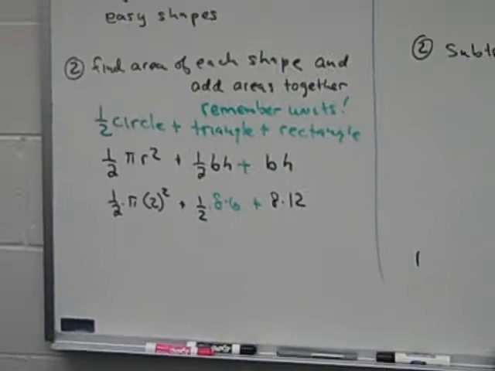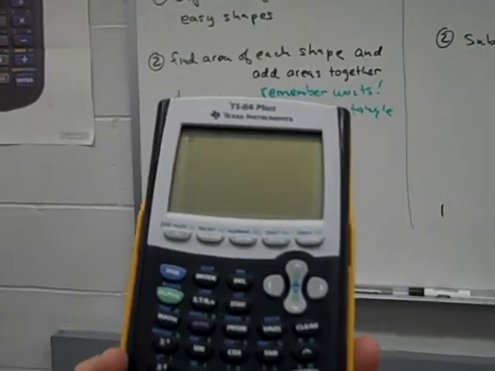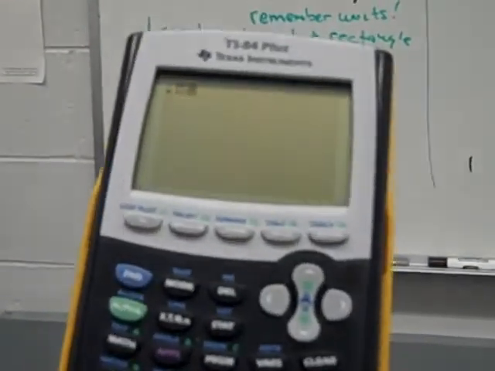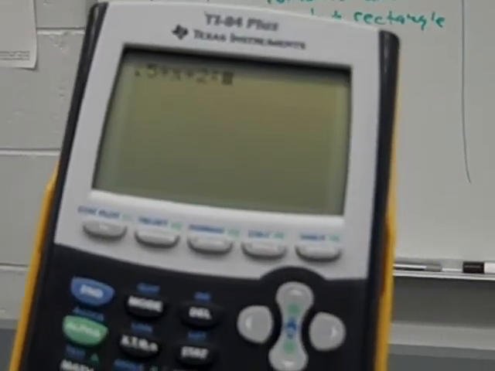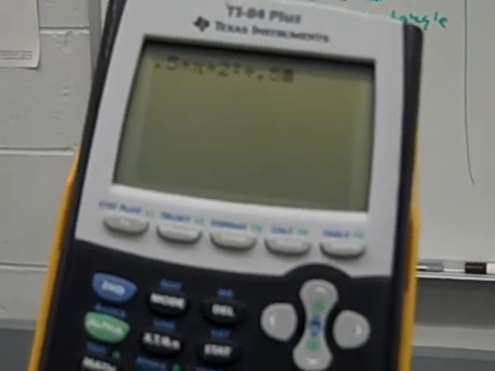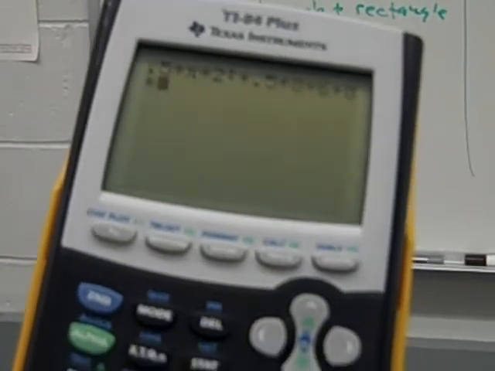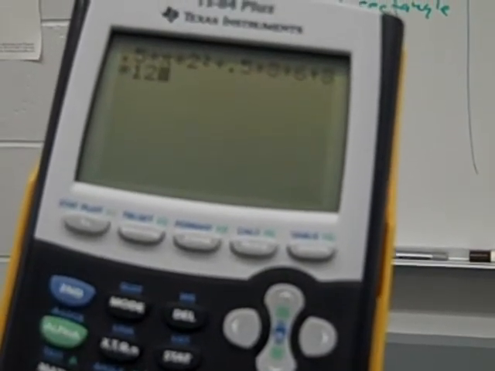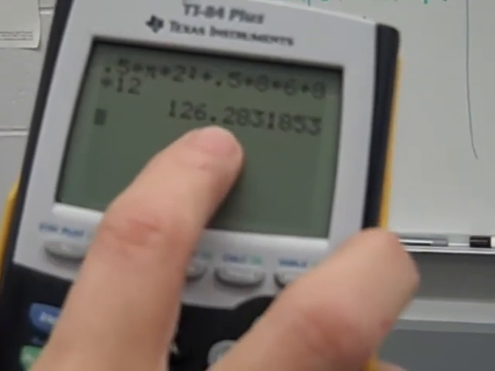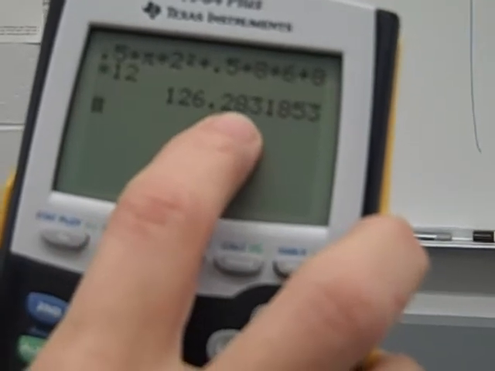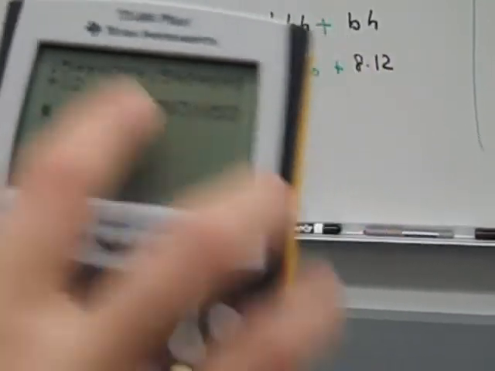Once I've written all that down, I can put all that right into my calculator. So I will just type right in there, 0.5 times pi times 2 squared plus 0.5 times 8 times 6 plus 8 times 12. Now we've got all those areas. We hit enter, and I know the area of my composite figure is 126. We're going to round to the tenths place, so we look at the hundredths. It's 5 or above, and we're going to call it 126.3 square inches.